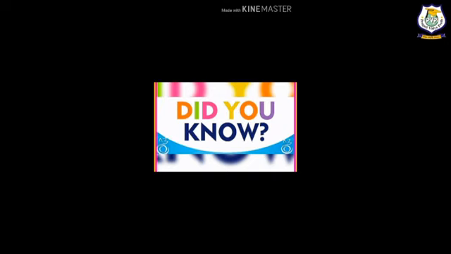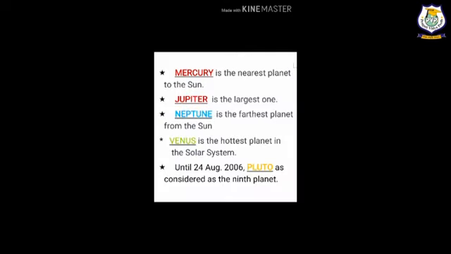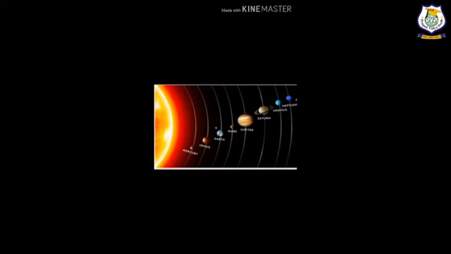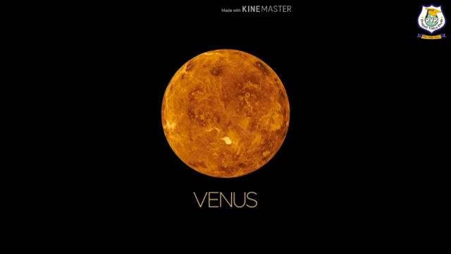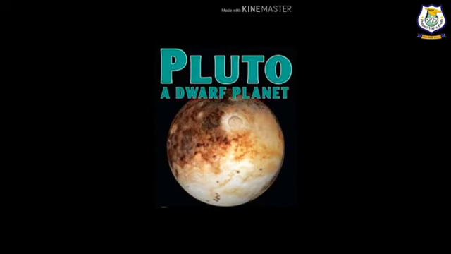So, students, some more important things to know about these planets are, Mercury is the nearest planet to the sun, Jupiter is the largest one, and Neptune is the farthest planet from the sun. Venus is the hottest planet in the solar system. And do you know, students, until 24th August 2006, Pluto was considered the 9th planet of the solar system. But now, Pluto has been categorized as a dwarf planet. Dwarf means anything much smaller than the usual size.